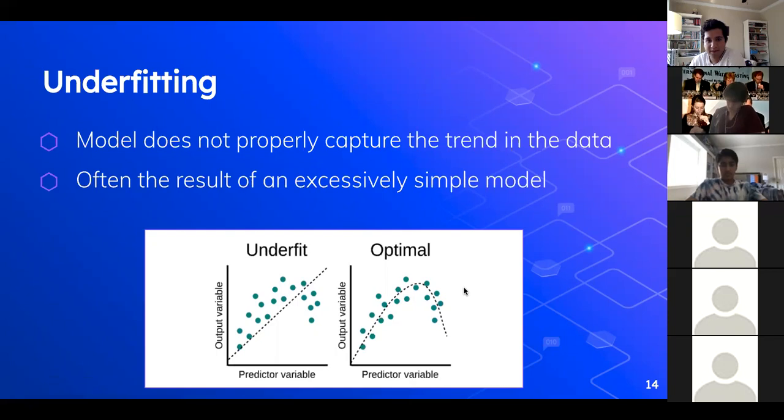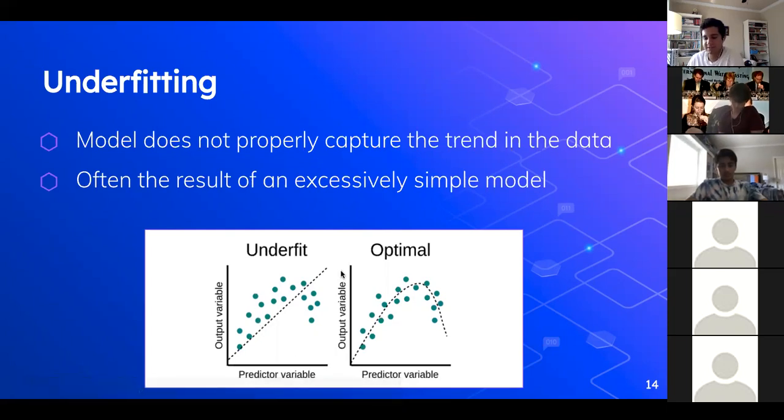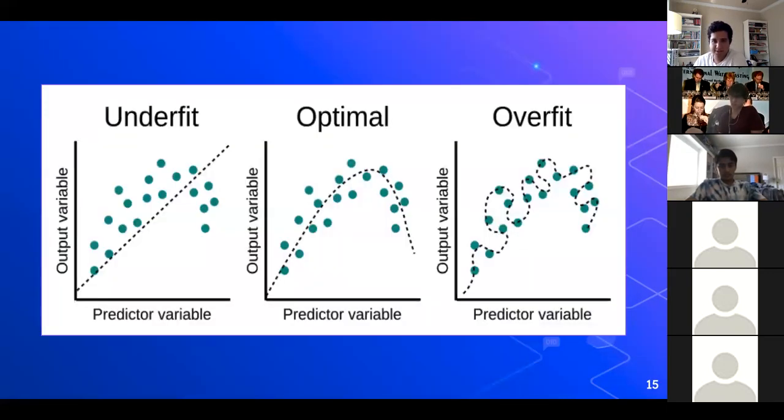Yeah, but it's often the result of an excessively simple model, right? If you tried to use regression to fit on this data, it wouldn't be the best in this case. It's overly simple. It's not capturing the real trend in the data. And that's what underfitting means. So let's take a look at this. I want to pause here for a second while you really soak in what underfitting, overfitting, and an optimal line look like.